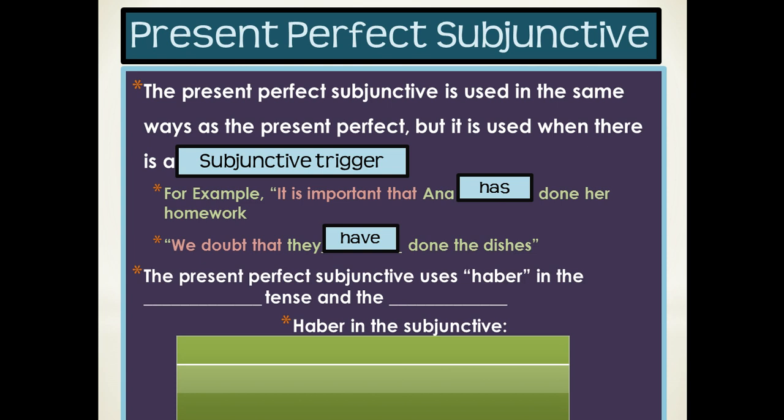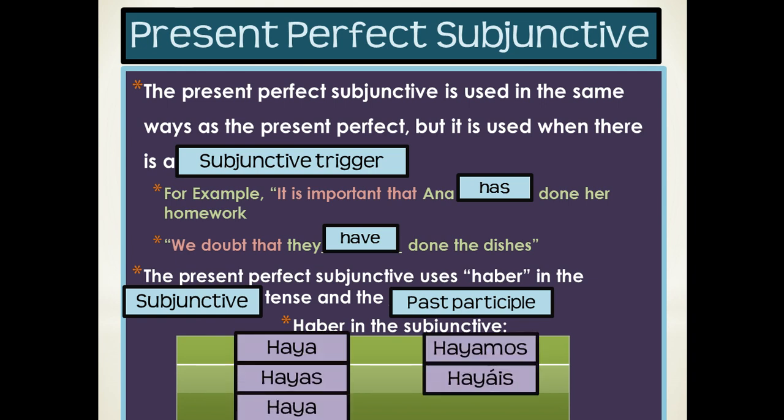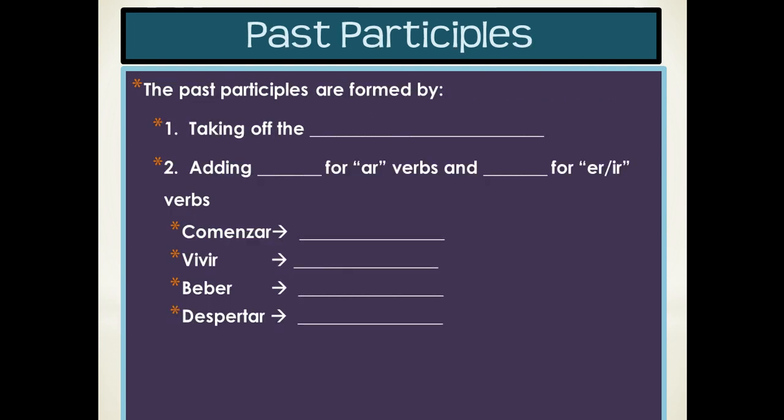The present perfect subjunctive uses haber in the subjunctive tense and the past participle. So haber in the subjunctive is the karate verb, like haya: haya, hayas, haya, hayamos, hayáis, hayan. The only accent here is on the a in the vosotros form. So each of these three tenses starts with a form of haber and then has a past participle.